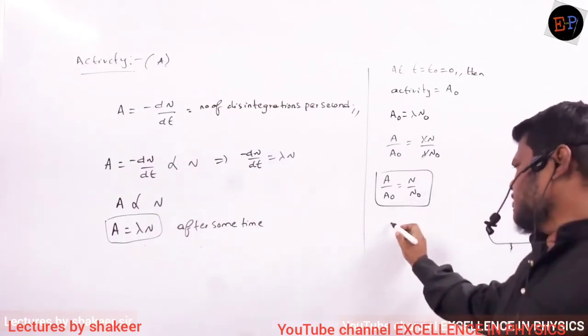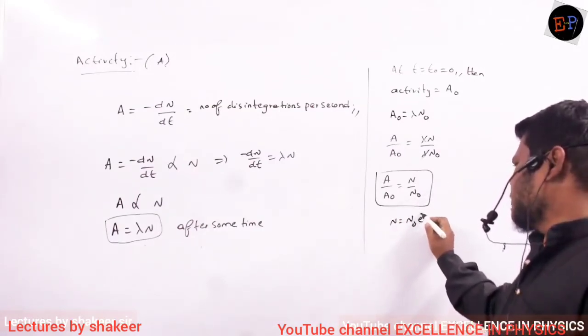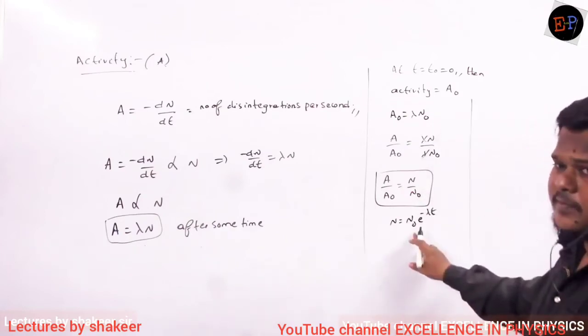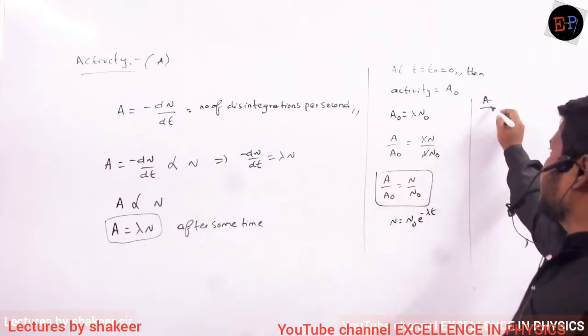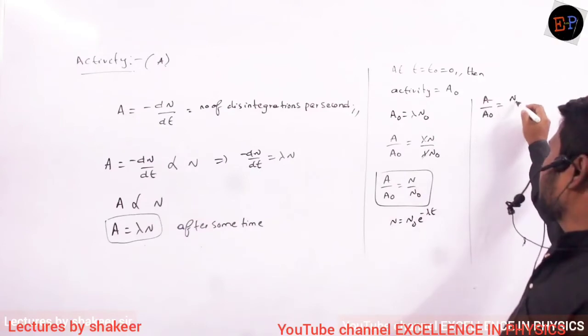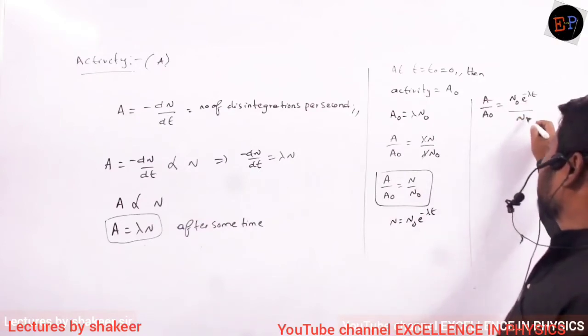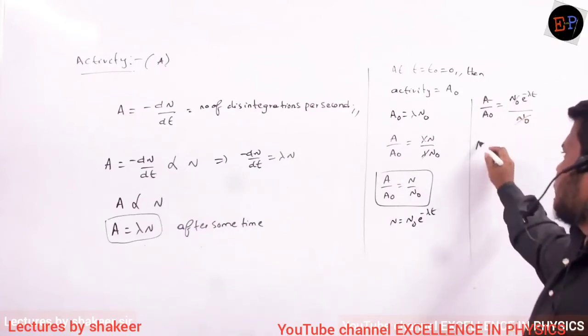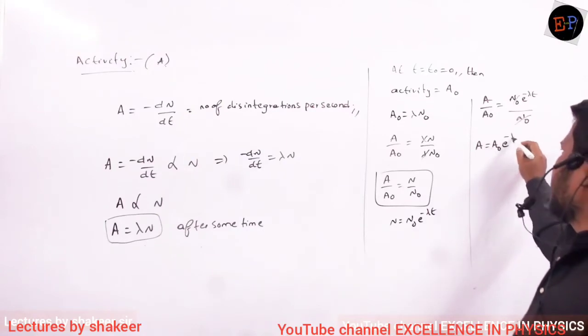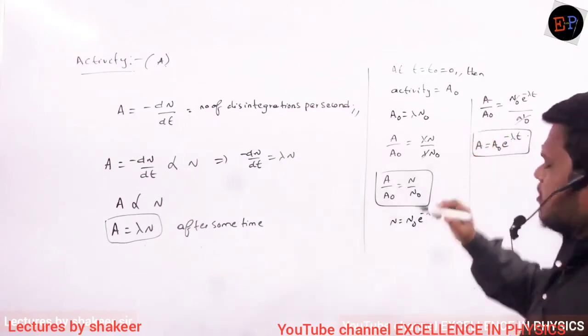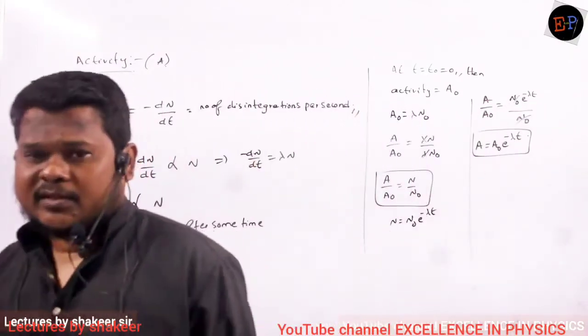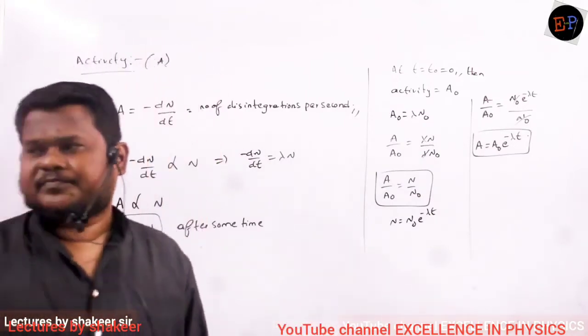And already we have studied that N is equal to N naught e power minus lambda into t. So take that and substitute here. Therefore A by A naught is equal to N naught e power minus lambda t divided by N naught. N naught you can cancel now. So A is equal to A naught e power minus lambda into t. This is another equation which gives the relation between initial activity and final activity.